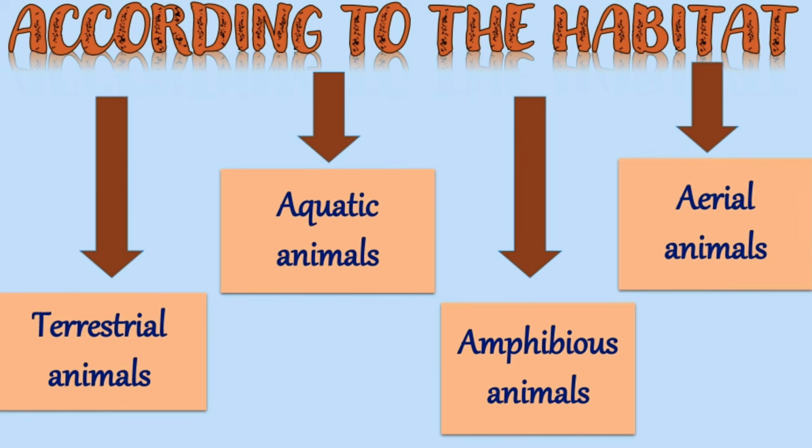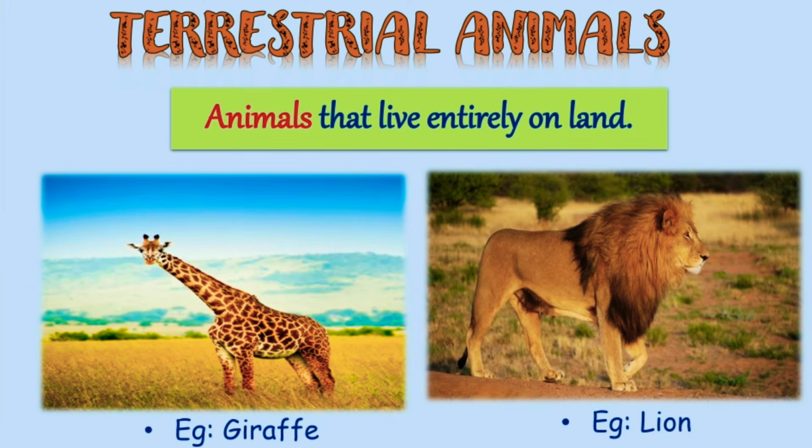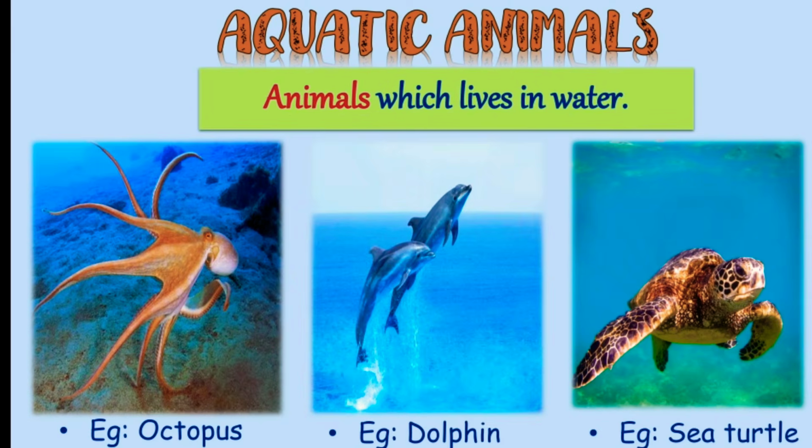According to the habitat, animals are classified into 4 types. Firstly, terrestrial animals. Second is aquatic animals, amphibious animals and aerial animals. Let's see one by one in detail. Animals which live on land are known as terrestrial animals. Example, giraffe and lion. Animals which live in water are known as aquatic animals. For example, octopus, dolphin, sea turtle, etc.